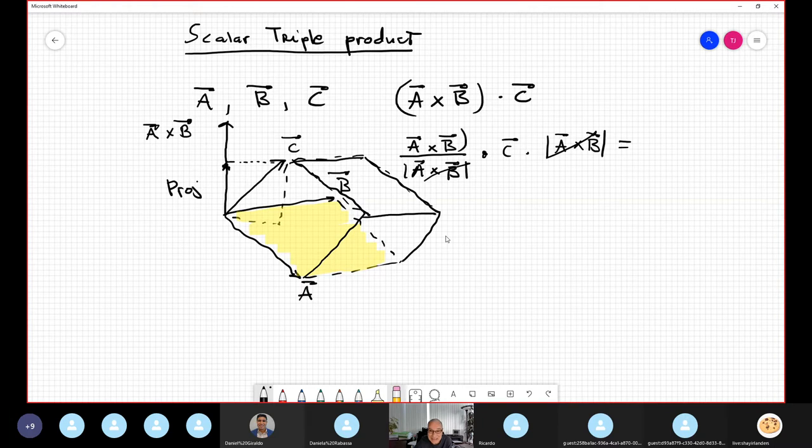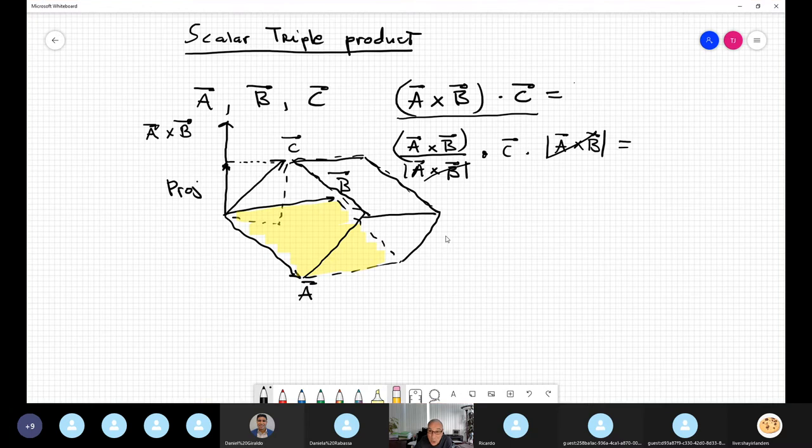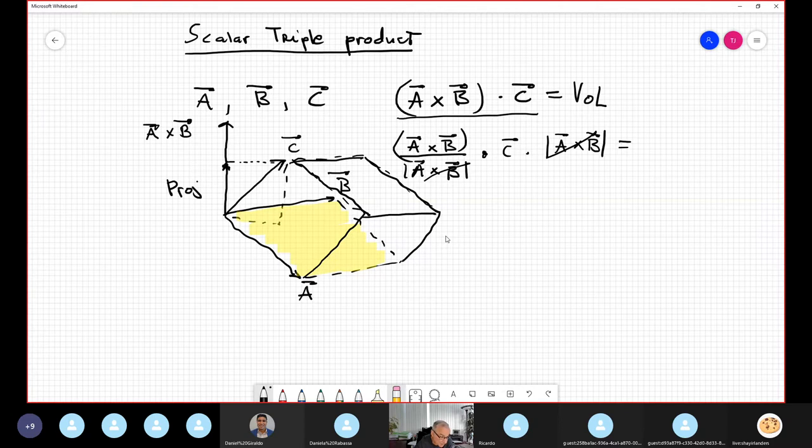And we get exactly the same expression as the cross product. So this expression represents the volume of this parallelepiped, or this prism, or this box. Okay, the volume of this box. So this is the interpretation of the triple product, the scalar triple product.